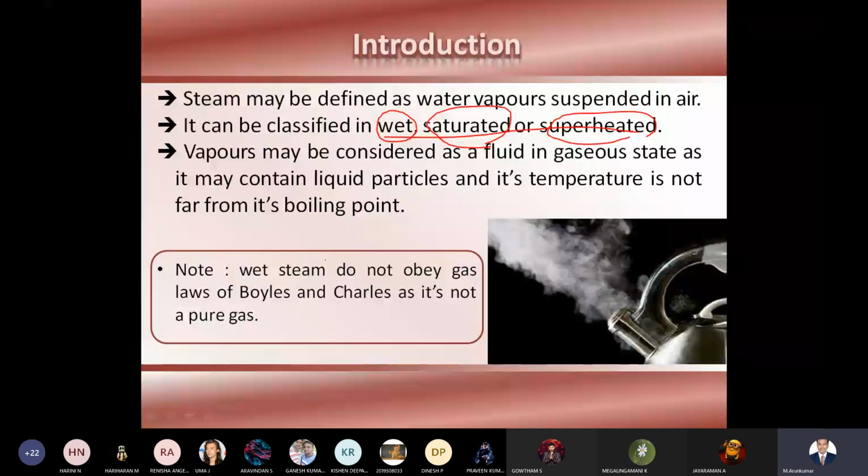So the wet steam does not obey the gas law. Why? So actually wet steam is a subcooled liquid, right? So liquid won't follow the gas laws of Boyle and Charles. So it's not a pure gas, right?